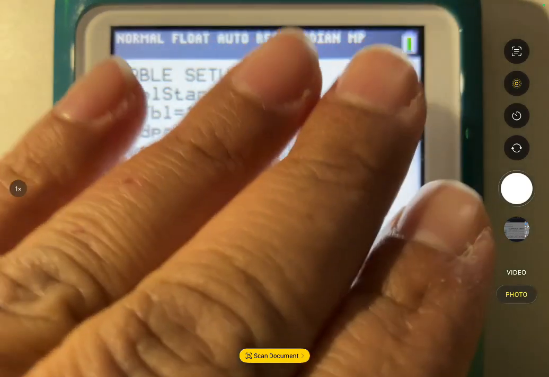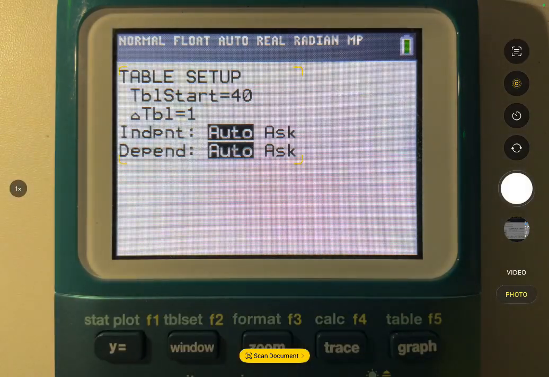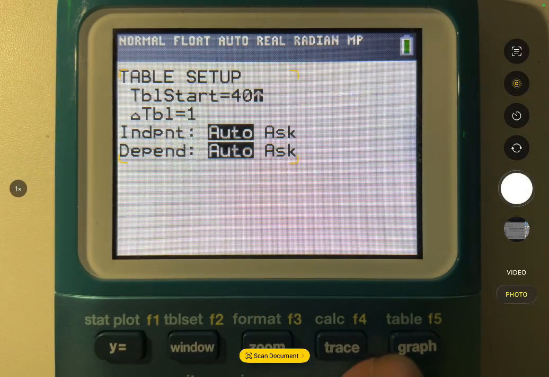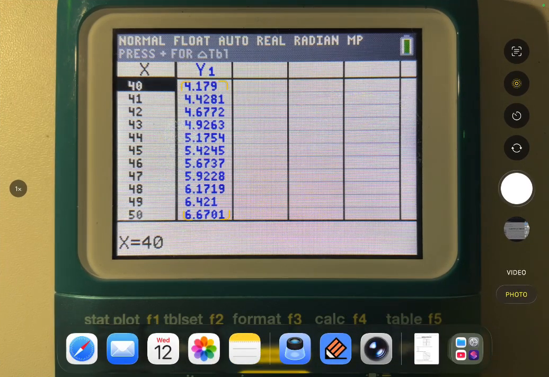Now, I'm going to tell you this right now. This only works for X values. This does not work for Y values. Got it? All right, now we go back to the table. So press second graph for second table. And if the temperature is 40 degrees, how many hours? 4.179. There's my answer.